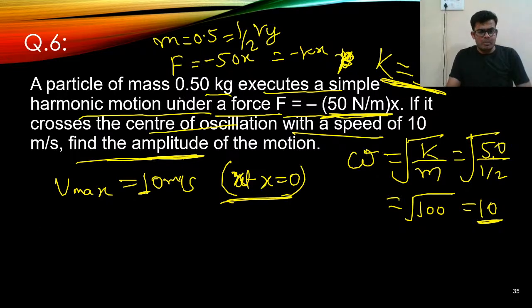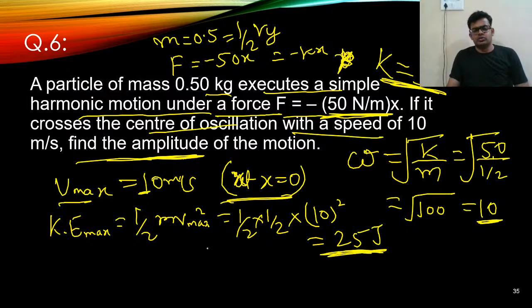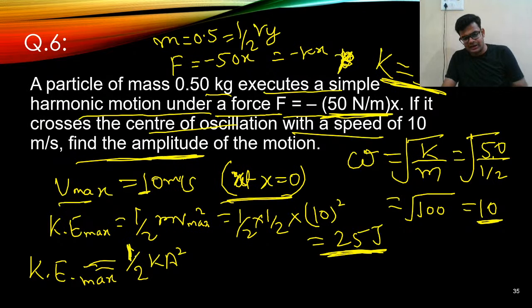So I know one thing. I know mass, I know velocity, so I know KE max. KE max is equals to half m v max square, which is 1 by 2 into 1 by 2 into 10 square. So what will I get? I will get 25 joule. So kinetic energy is maximum, equal to half k a square, at x equals 0. All of you know this, right? And its value we are getting is 25 joule.